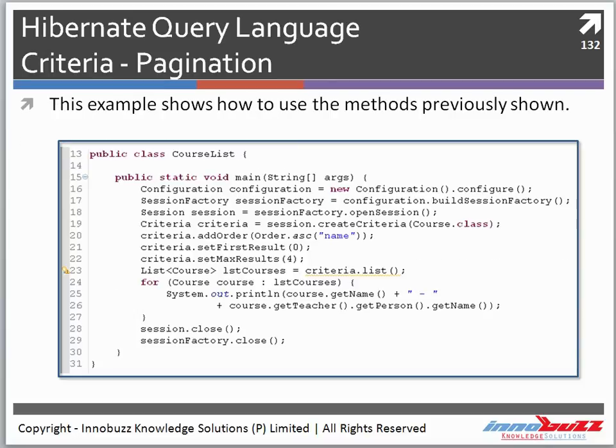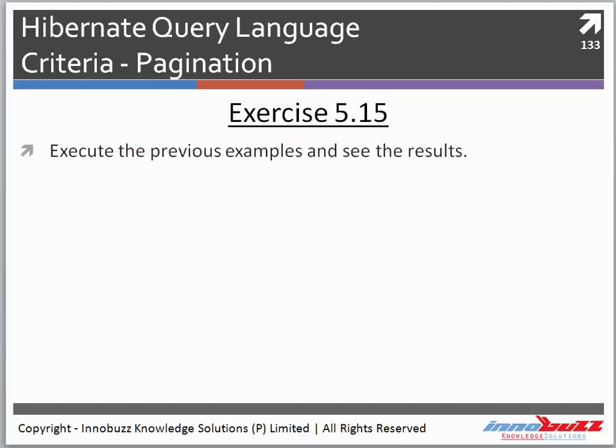This is an example of returning a limited list. In this case, we're listing only the first 4 courses that exist on the database. On line 21, we're defining from which row we should start. The first one is 0. Then, we define that only 4 courses should be loaded. Continue with the following exercise.